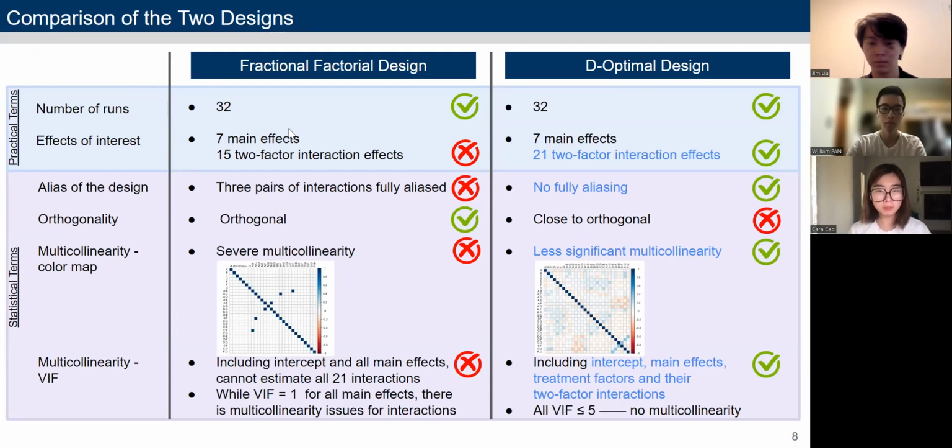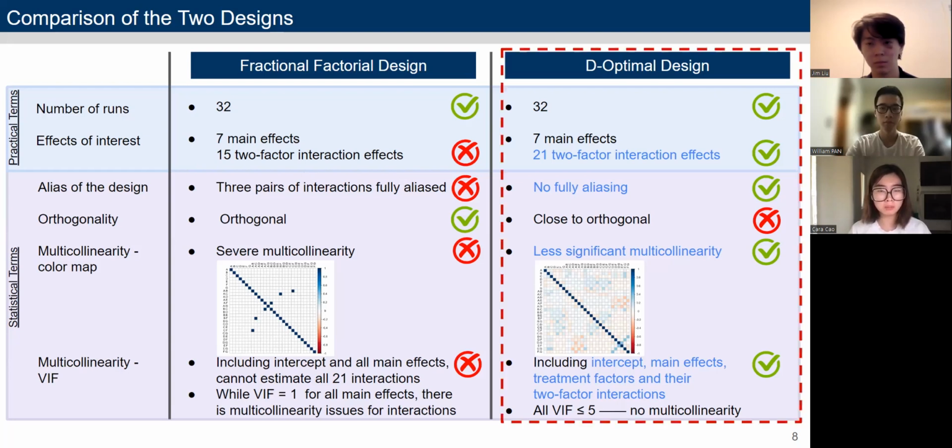Remarkably, the optimal design's VIF includes intercept, main effects, treatment factors, and their two-factor interactions with all VIF smaller than 5, showing that it has no multicollinearity. In contrast, fractional factorial design has very serious multicollinearity between two-factor interactions, and its VIF cannot estimate all 21 interactions. Thus, we recommend the optimal design.